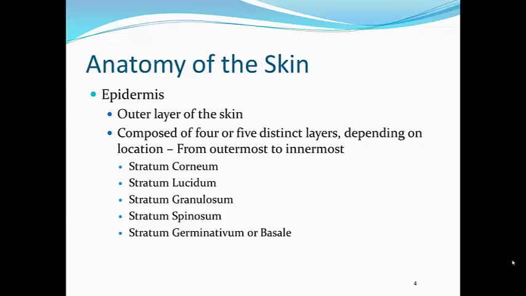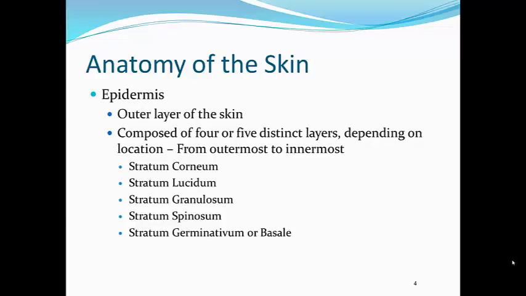The next layer is lucidum, and it is dead or dying cells that are flat and densely packed and found mainly on the hands and feet. So if you're talking about skin anywhere but the hands or feet, you're talking about 4 layers of epidermis. If we're dealing with hands or feet, then you've got 5 layers.